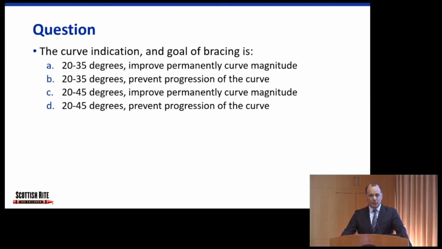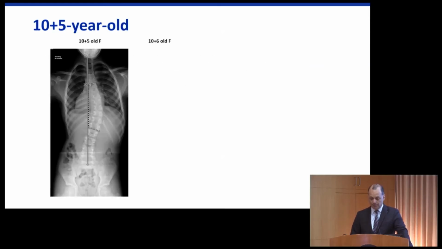Having said that, for children who are incredibly compliant with the brace, who are wearing it during their very, very fast growth spurt, we oftentimes will see some improvement or permanent improvement in their curve if they wear that brace very well over time. So here's a young girl, 10 plus 5, who presents with this mild, moderate curve.